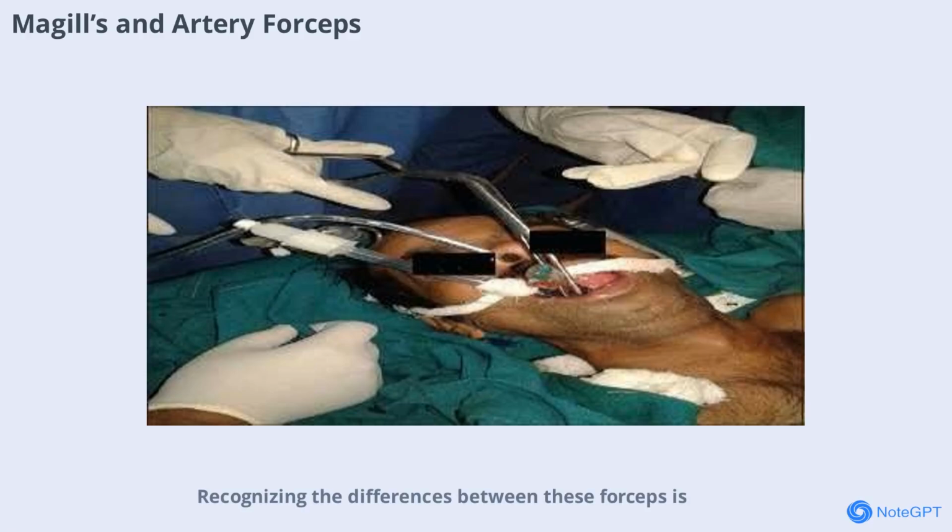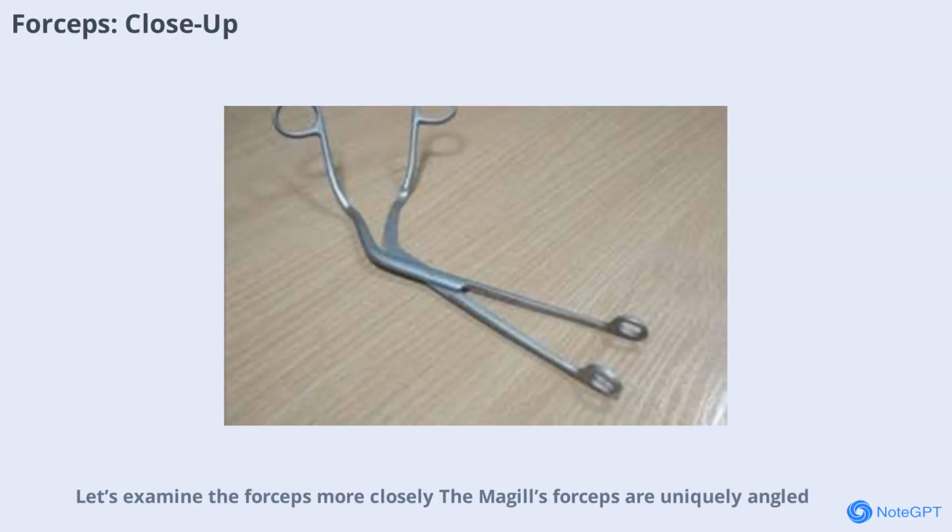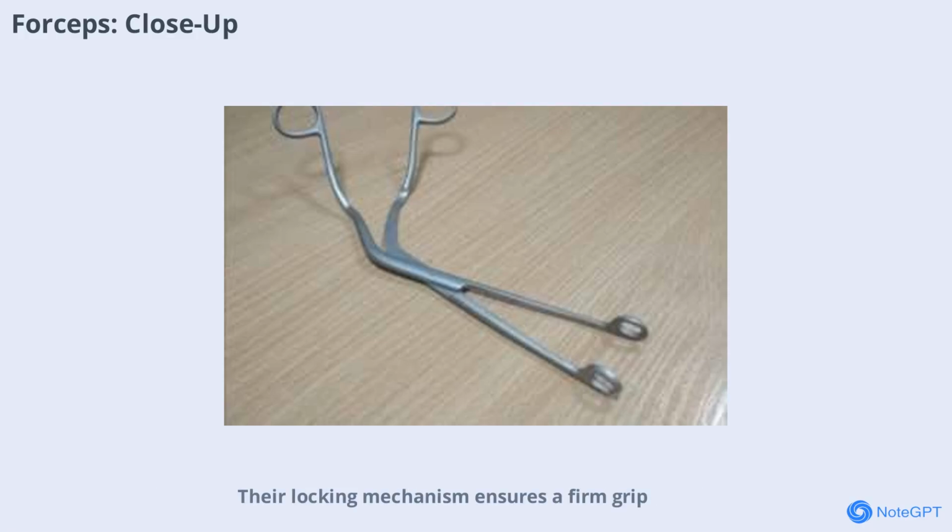Recognizing the differences between these forceps is important for selecting the right instrument during procedures. Let's examine the forceps more closely. The Magel's forceps are uniquely angled to facilitate the placement of endotracheal tubes, nasogastric tubes, or other devices. Artery forceps, on the other hand, are designed for clamping and holding blood vessels or tissues during surgery. Their locking mechanism ensures a firm grip, which is crucial for controlling bleeding and maintaining a clear surgical field.